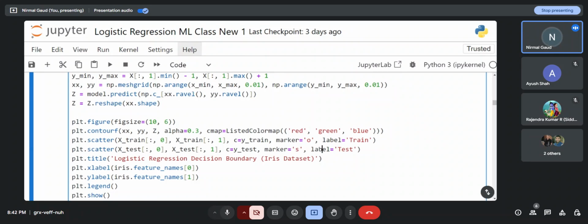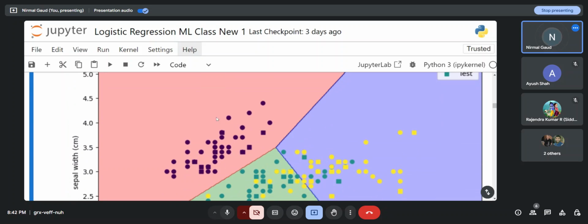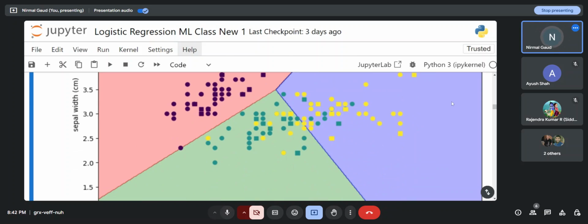Okay, we do have the colors red, green, and blue. So they are related to XX, YY, and ZZ. Red, green, and blue represent the contour regions. You can see this is red, the entire area is red. This is green, and this is blue. And then training and the testing data points are present in the form of scatter plots.